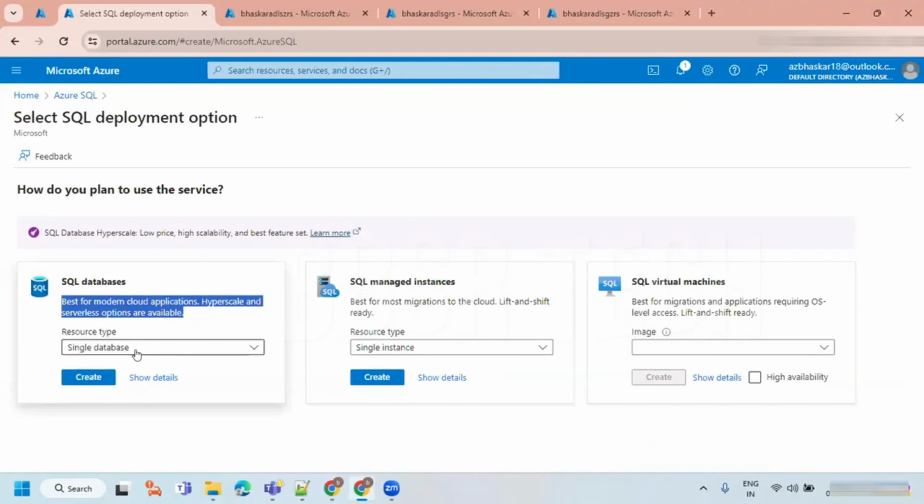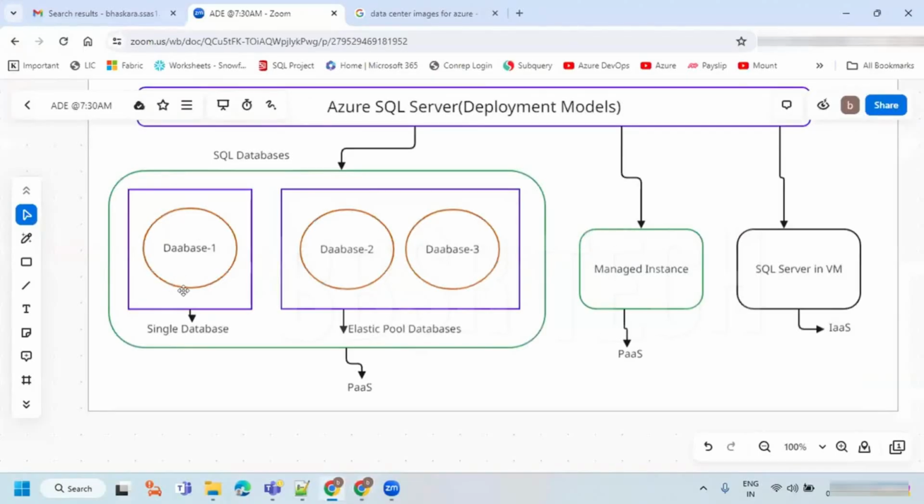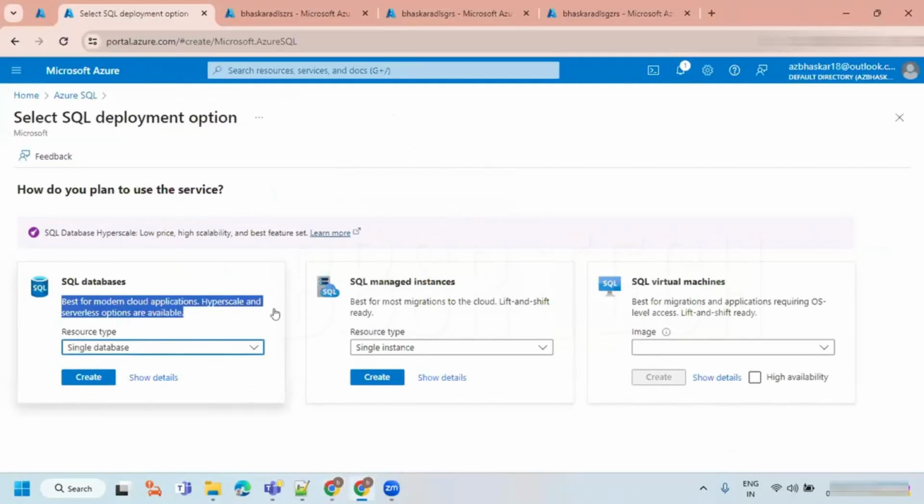I told you there is an elastic pool. If you take the resource type, I have a single database here, and I also have elastic pool. When we can go for elastic pool, I'll tell you. Let's take the single database first, and I'm just going to hit create. When I hit create, the single database is going to be created. The single database is going to come with dedicated resources.